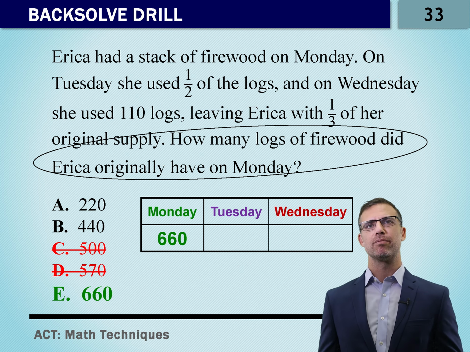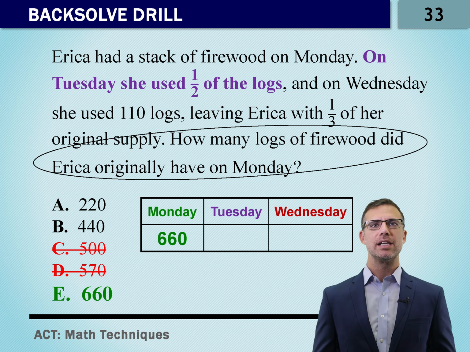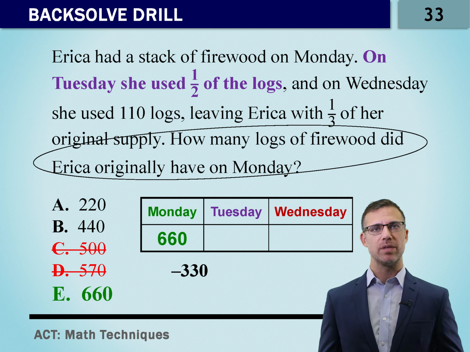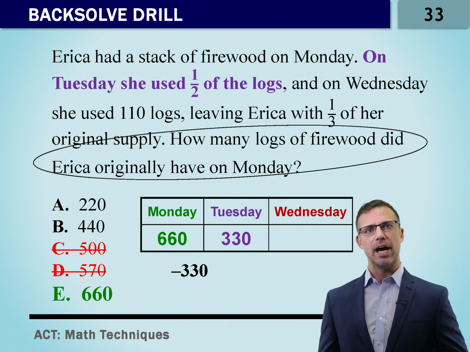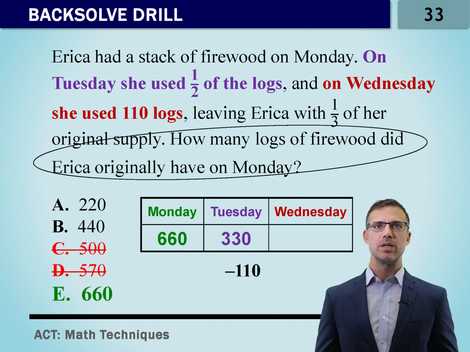Let's try E. If we start with 660 on Monday and we're going to use half, that means we're going to take away 330 logs. How many does that leave us? Well, the other half would be 330. Now we are going to use 110 more logs to take us into Wednesday. So when we take away that 110, what are we left with?